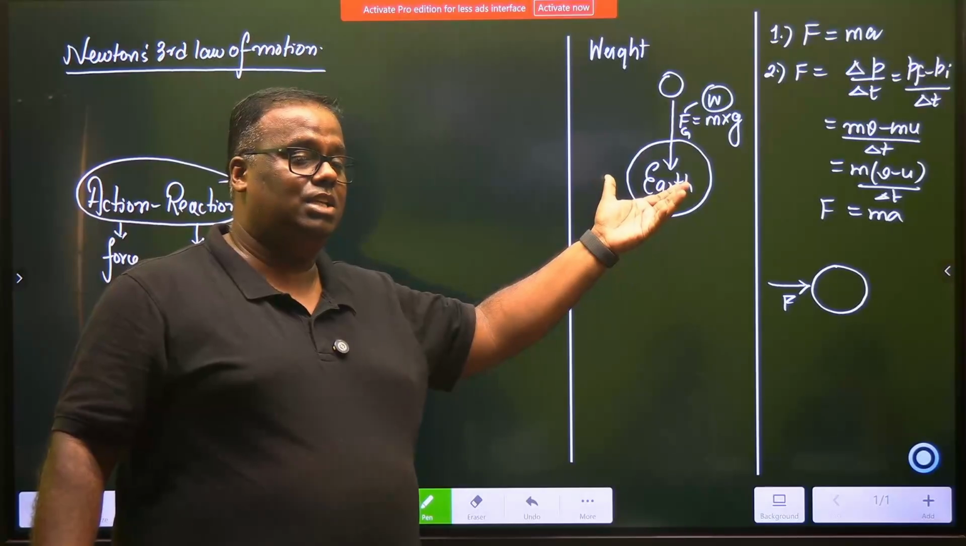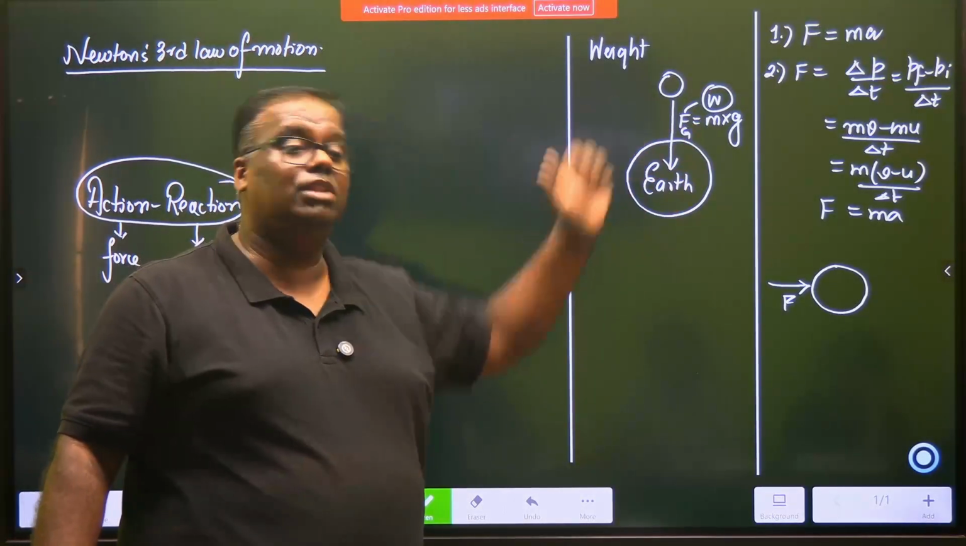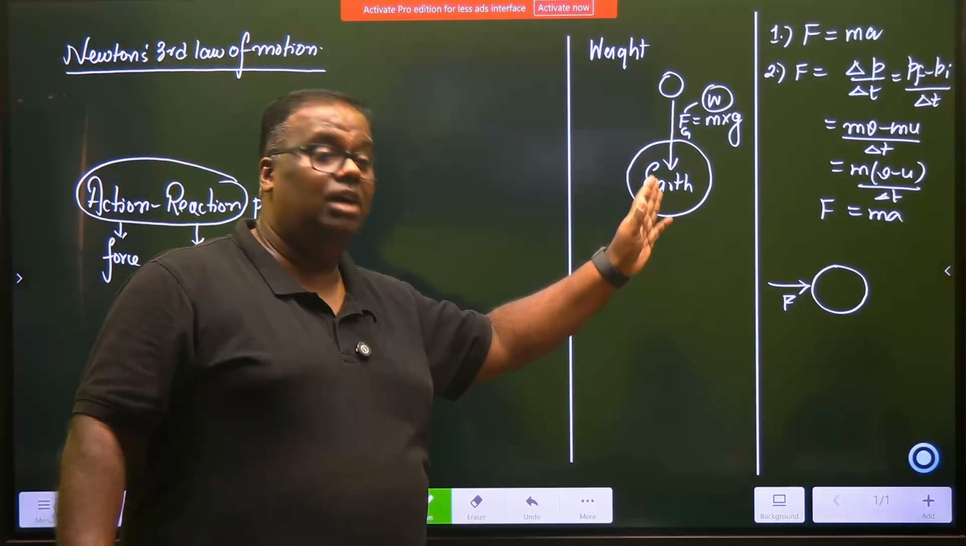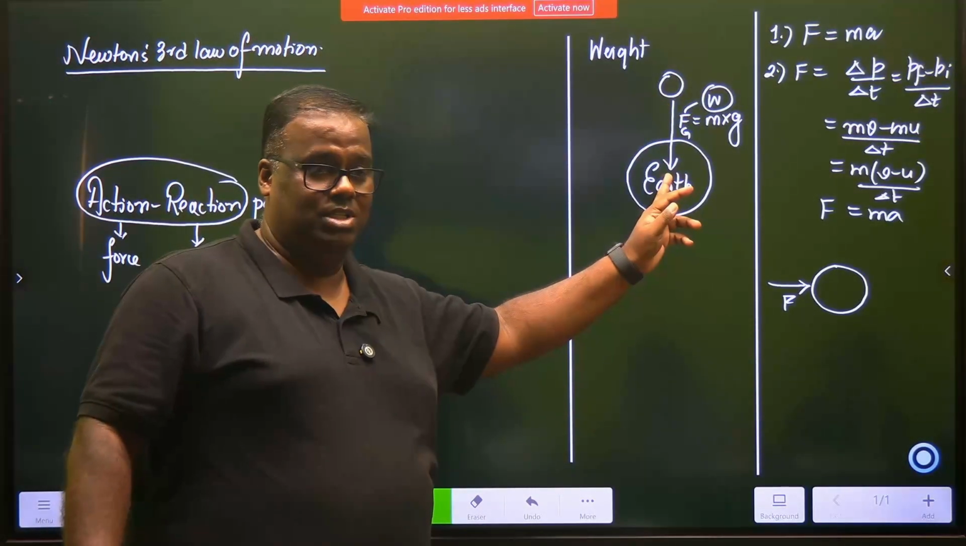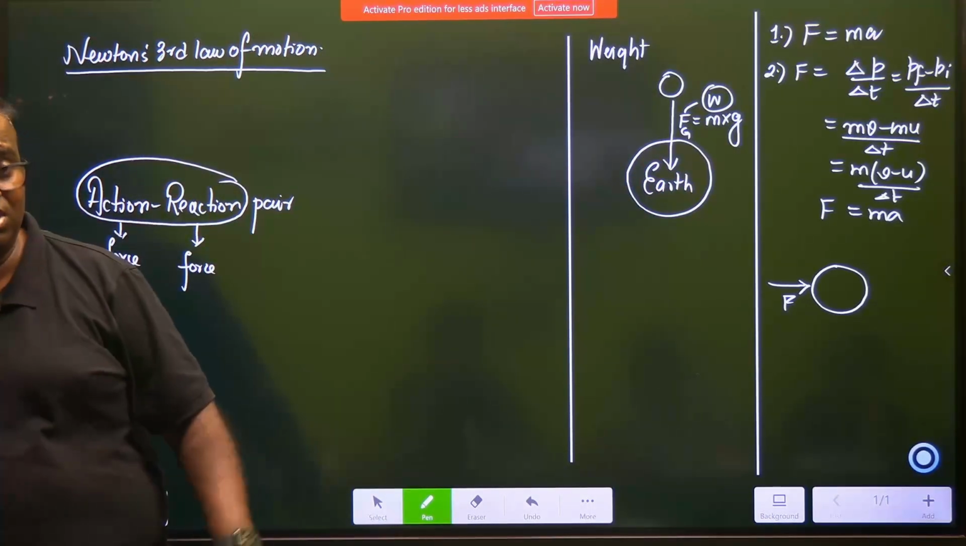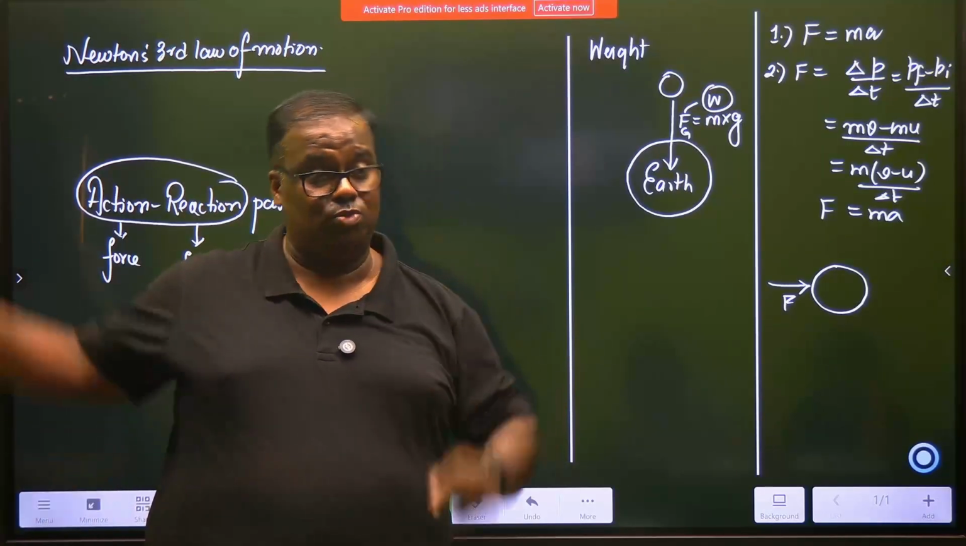The law of gravitation says every body in this universe attracts every other body. It's not that the earth is only attracting an apple towards it. No. The apple is also attracting the earth. And the most stylish thing is both the forces are equal. That's what Newton says.